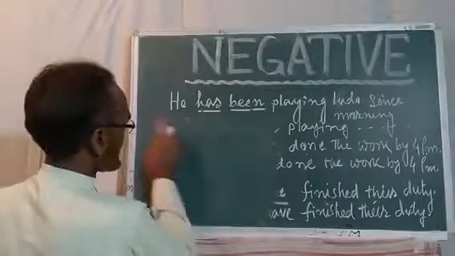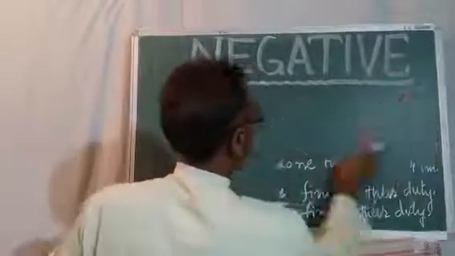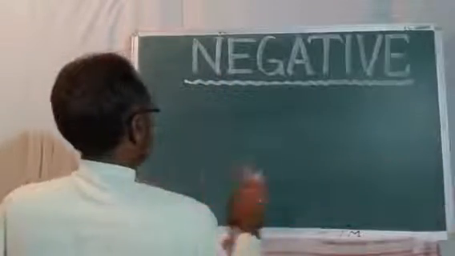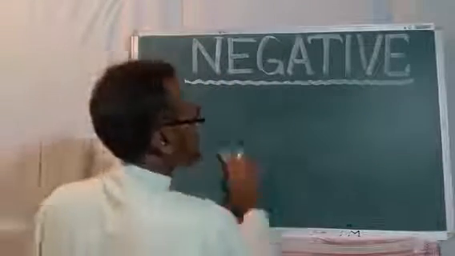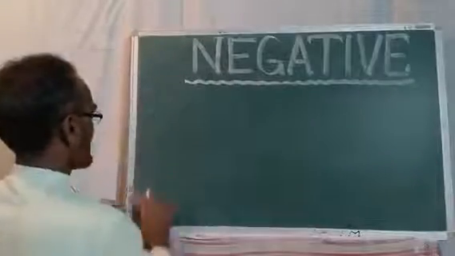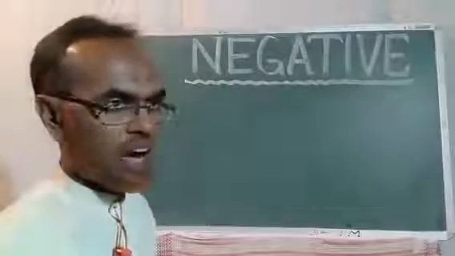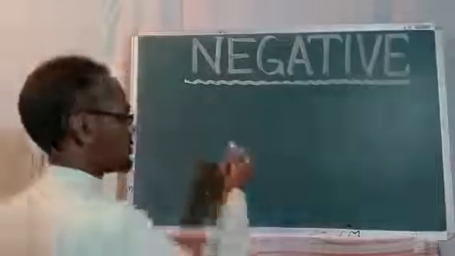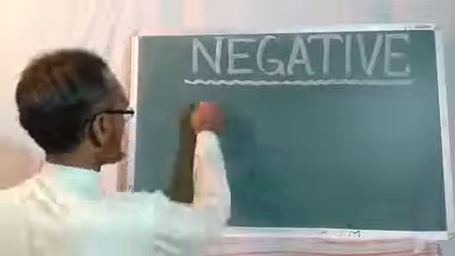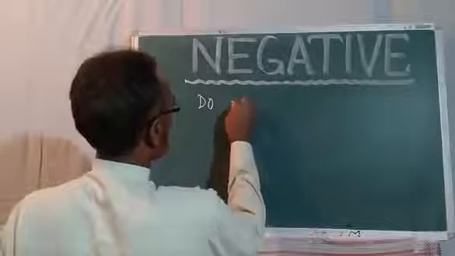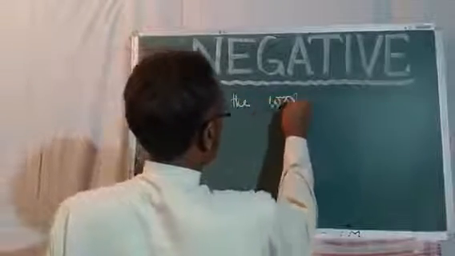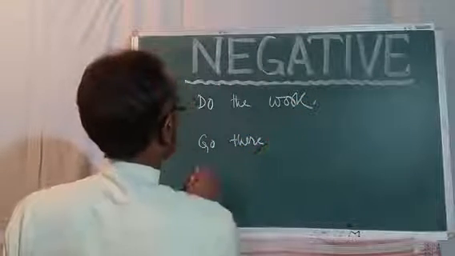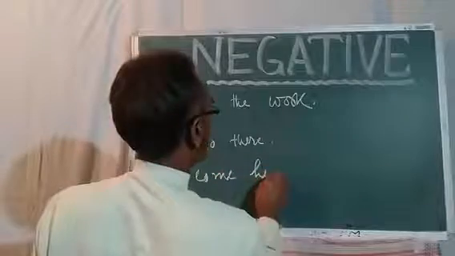There are many sentences in which we find order, request, or advice; those sentences are called imperative sentences. How can we transfer an imperative sentence into negative? I am going to write very simple imperative sentences: do the work, go there, come here. Like this.